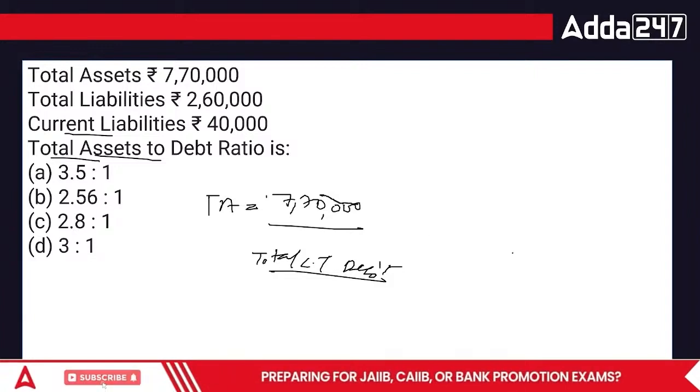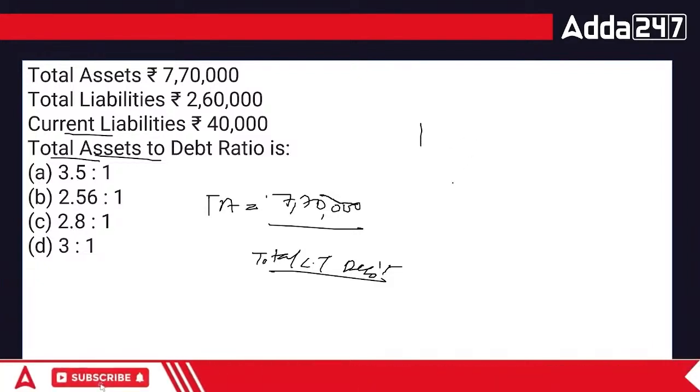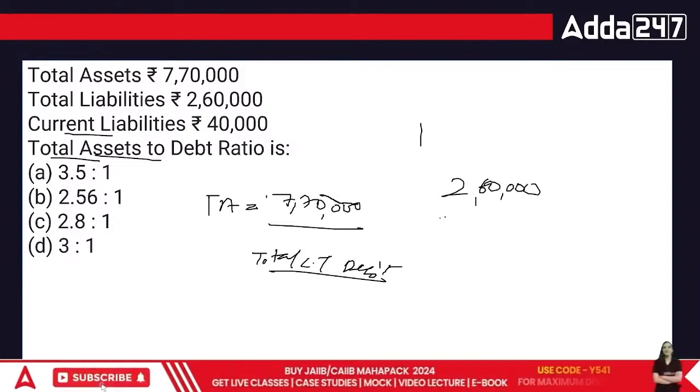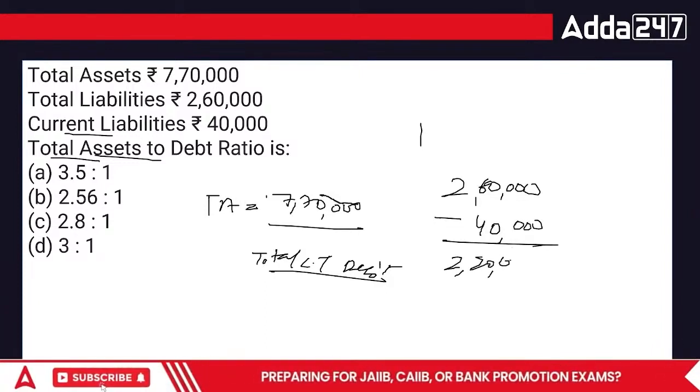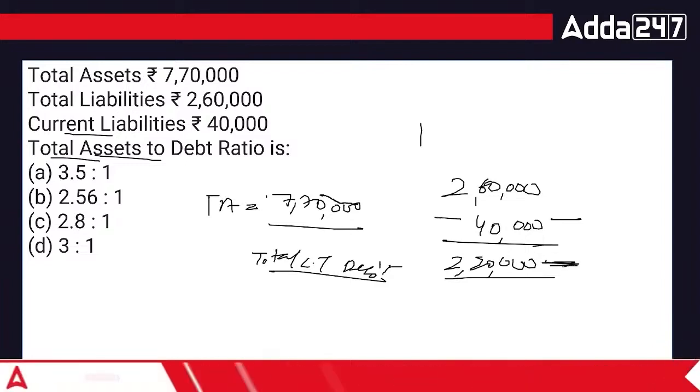What would be the answer? In this case, the total liabilities are given. The total liabilities are 2,60,000, everyone. Let's look at this. 2,60,000 is the total liability. From the total, you remove the short term. Short term is 40,000. So what are you left with? 2,20,000, which is pure long term. Because the short term is removed, this is your pure long term.